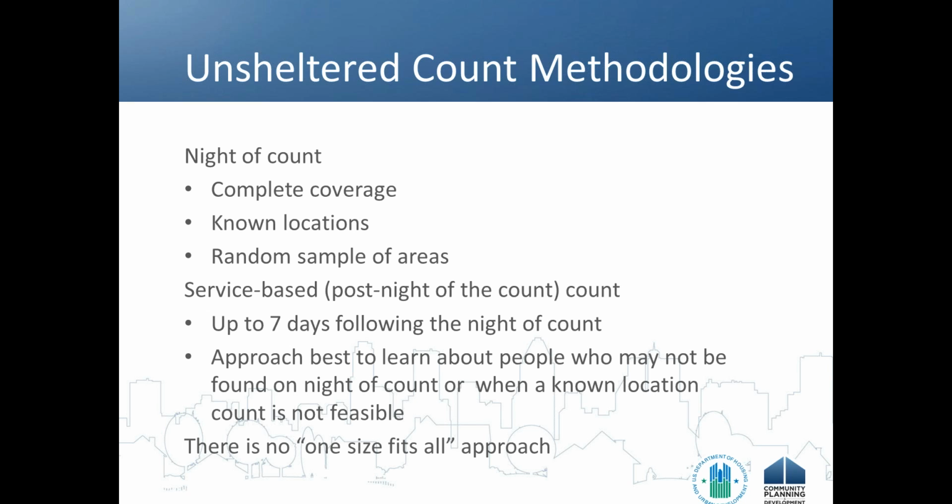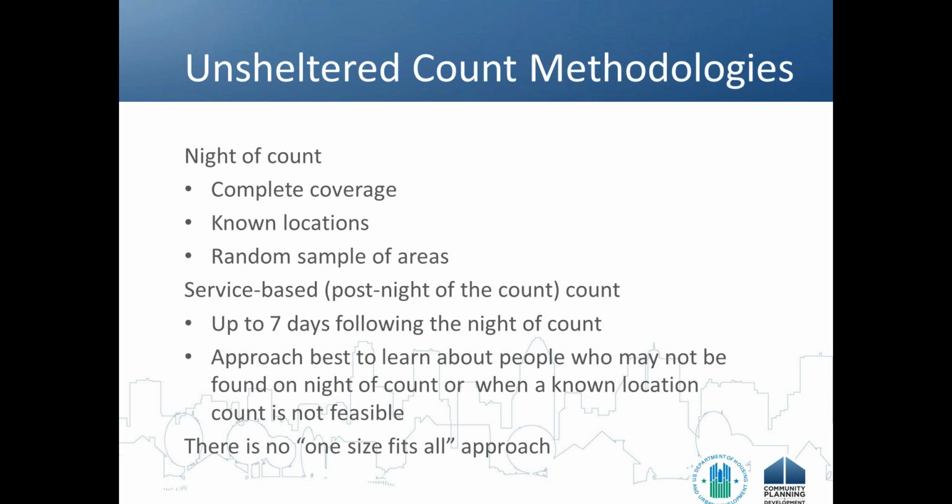There's known location counts, where COCs go to where they know people generally are who are homeless, and that's where they do their count. I would say that to do known location counts, you need to bear in mind that you still have a responsibility that your point-in-time estimate reflects the entire geography.